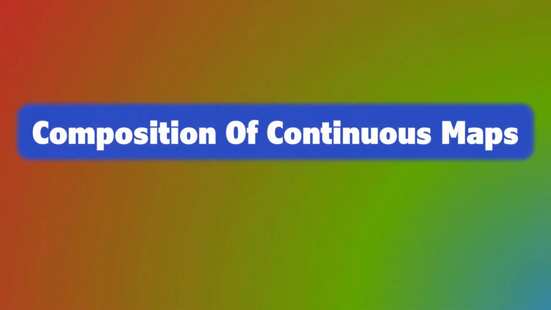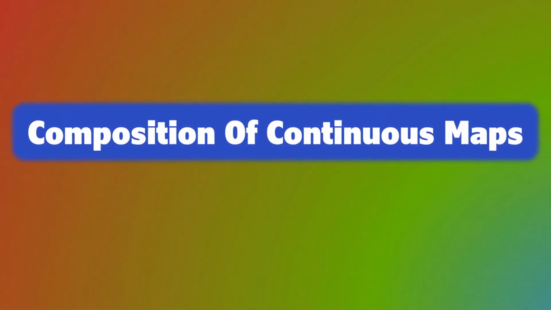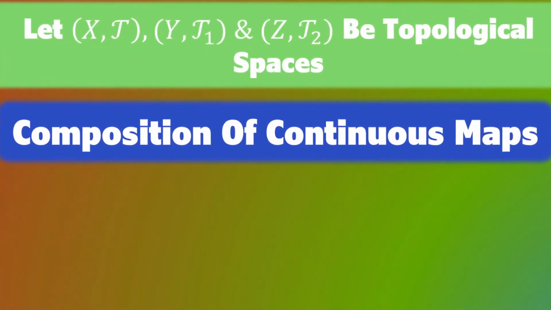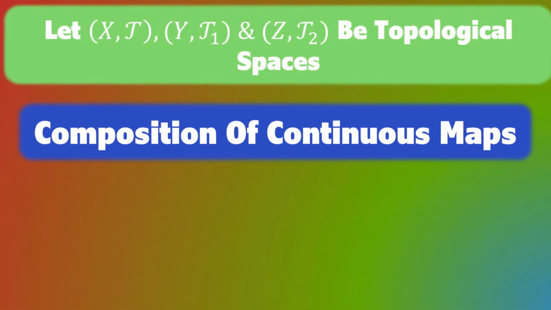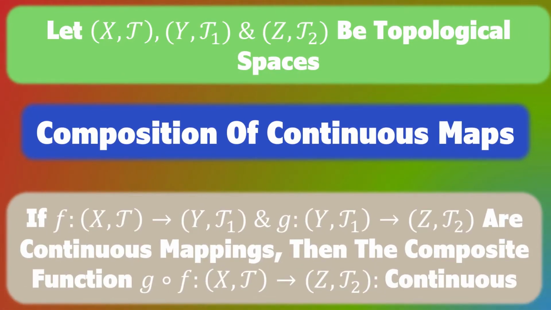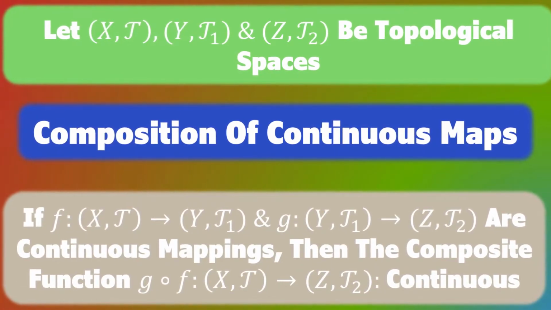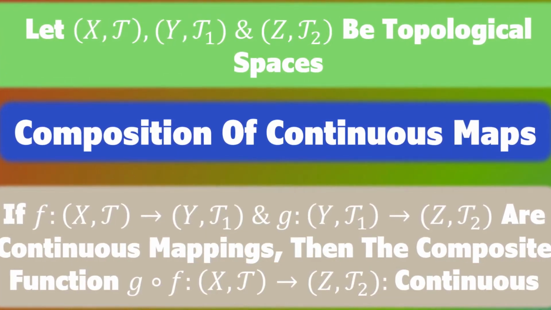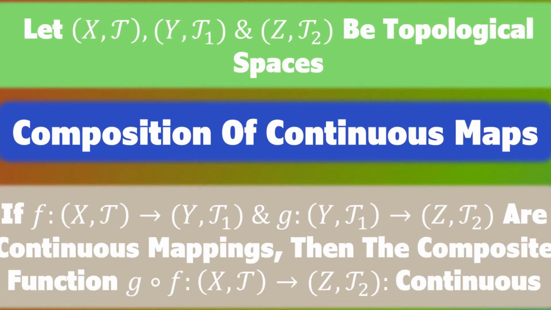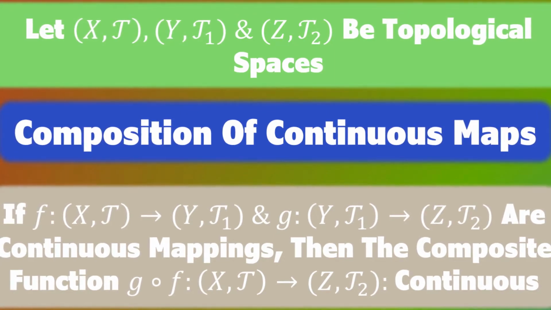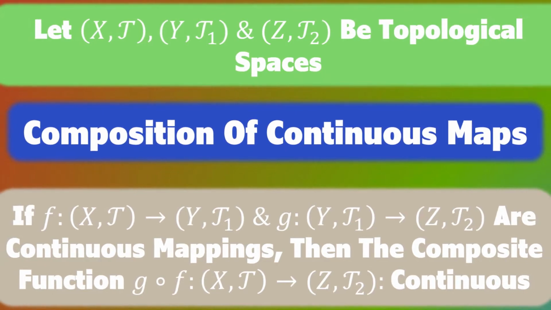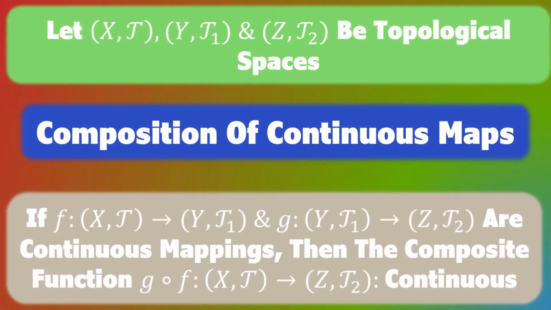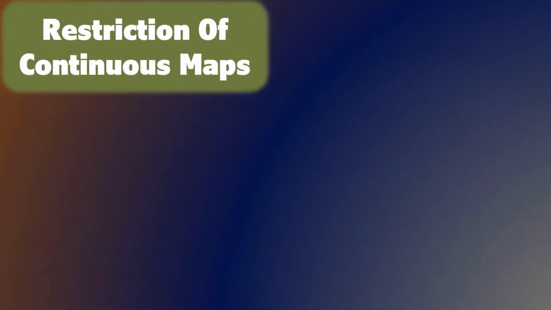First, let's discuss the composition of continuous maps. Let (X, T), (Y, T1), and (Z, T2) be topological spaces. If f: (X, T) → (Y, T1) and g: (Y, T1) → (Z, T2) are continuous maps, then the composite function g∘f: (X, T) → (Z, T2) is continuous. Now, let's discuss the restriction of a continuous map.